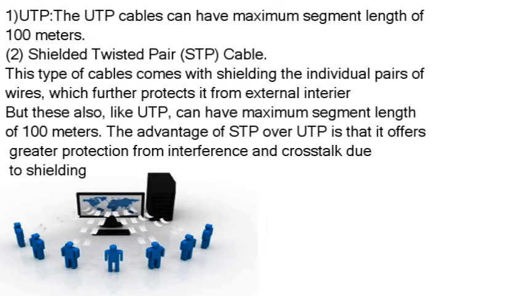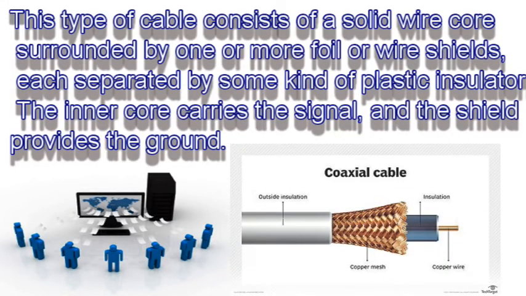The advantage of STP over UTP is that it offers great protection from interference or crosstalk due to shielding. Because we have a shielded layer over it, the amount of crosstalk that happens is reduced. The next kind of cable that we use is the coaxial cable.